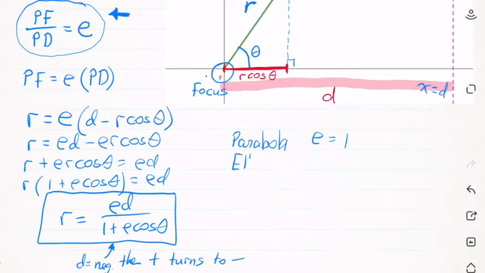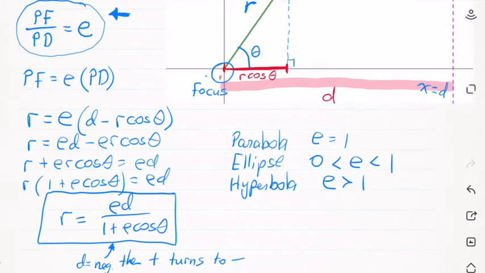An ellipse, the eccentricity is between 0 and 1. And for a hyperbola, the eccentricity is bigger than 1. So if you have an eccentricity that's equal to 1, we're talking about a parabola. If we have an ellipse, that's between 0 and 1. If we have a hyperbola, then the eccentricity is bigger than 1. All right, so they all are this equation where the eccentricity determines what graph we are talking about and the directrix determines its shape.